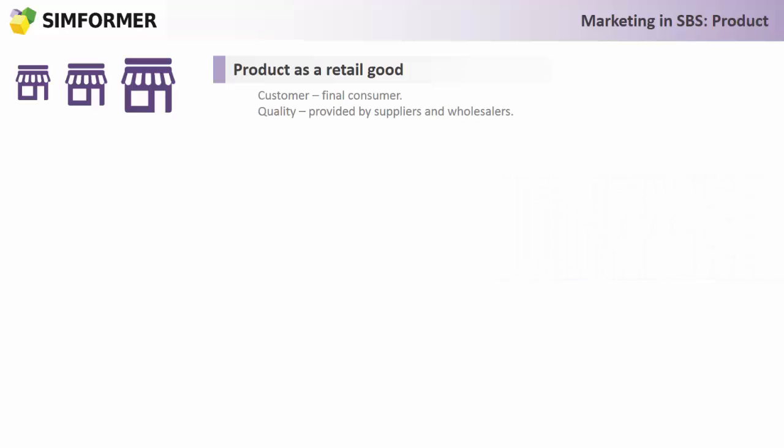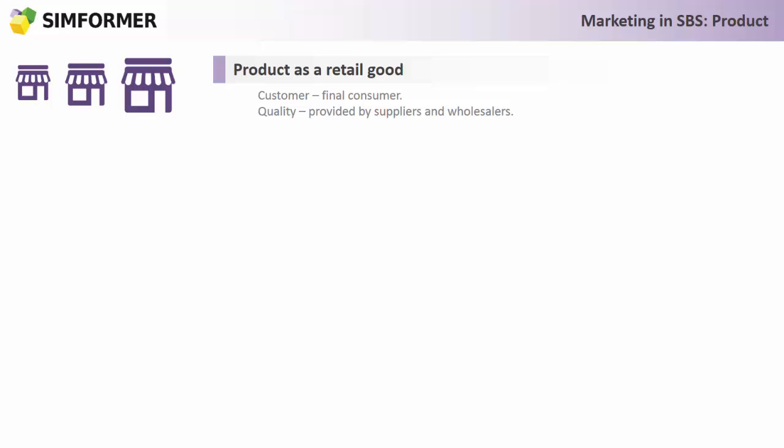A product as a retail good will be the one you will be selling to the final consumers. The differentiation between the goods of the same type is the quality. So this is an indicator which shows how developed technologically the good is, also what kind of raw materials were used to produce it. The higher the quality, usually the higher the price.